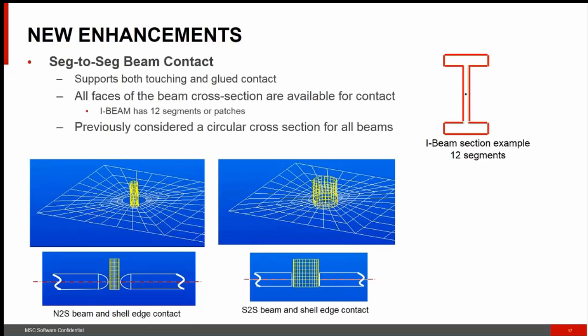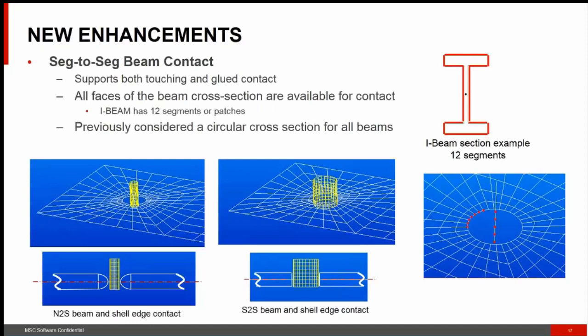Also, you can see in this image that when we did a node to segment beam and shell edge contact, the contact was not properly defined. With the segment to segment beam shell with the new feature, the contact cross section is defined properly and the contact is detected better. So here you can see the actual results. You can see the contact status, how more nodes are in contact due to the new feature that has been added.